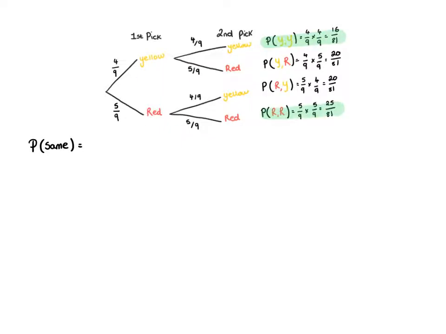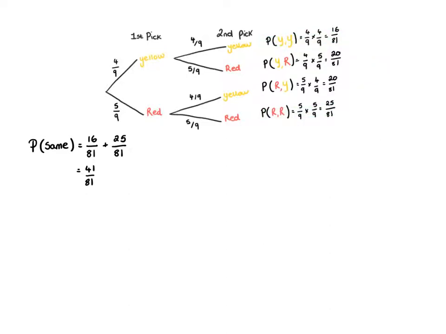So our different options are yellow and yellow or red and red. Because we've said or, it means we need to add these two probabilities. So 16 over 81, add 25 over 81. Remember, when you're adding fractions, if the denominators are the same, you can just add the numerators.